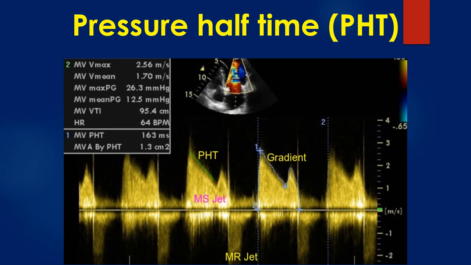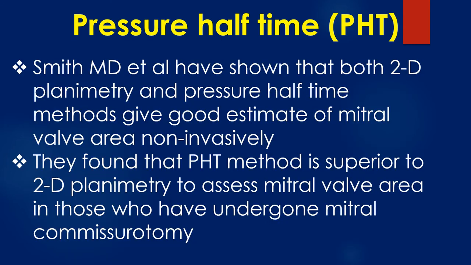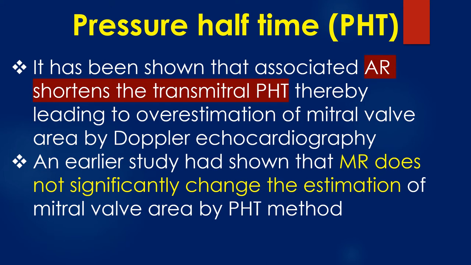was 1.3 square centimeters. Smith and colleagues have shown that both two-dimensional planimetry and pressure half time methods give good estimate of mitral valve area non-invasively. They found that pressure half time method is superior to two-dimensional planimetry to assess mitral valve area in those who have undergone mitral commissurotomy. It has been shown that associated aortic regurgitation shortens the transmitral pressure half time, thereby leading to overestimation of mitral valve area by Doppler echocardiography.